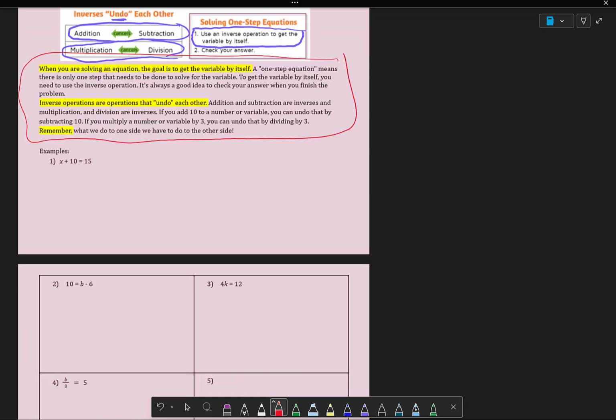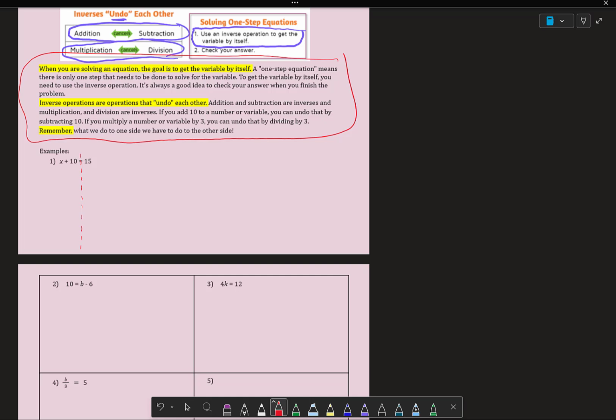So example 1, x plus 10 equals 15. I know you can probably solve this without using inverse operations, but you want to get in the habit of doing this the right way, so when harder problems approach you, you'll have a method to solve them. So we've got an equal sign. That equal sign is really the middle part of the equation, even though it's not exactly right in the middle. We're going to treat it that way.